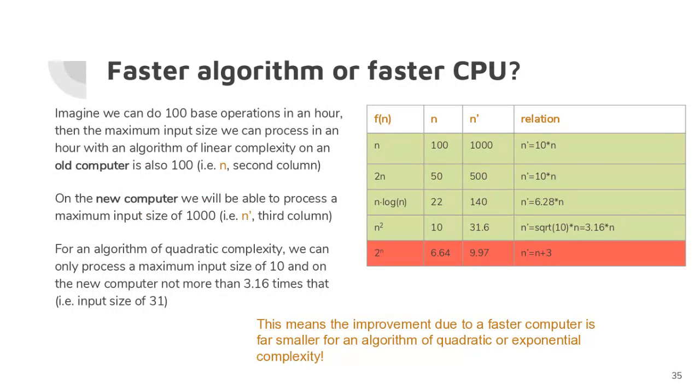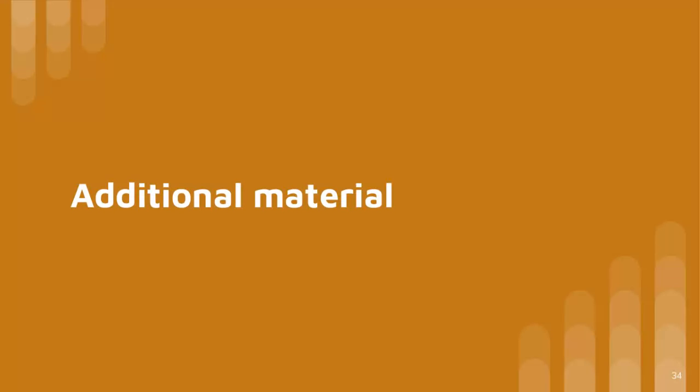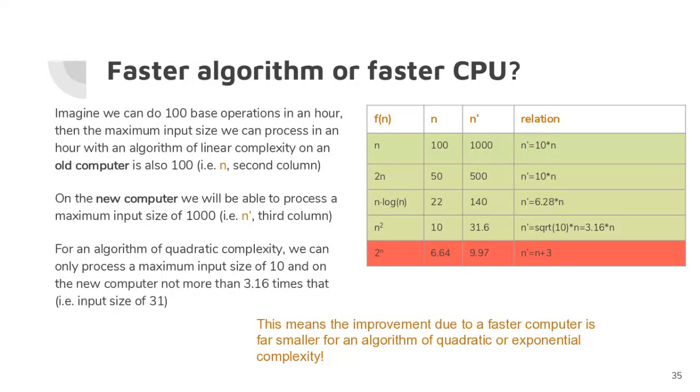Basically, the point I want to make here is that for algorithms which are quadratic or exponential, buying a faster computer doesn't really help. Even with a really fast computer, maybe your new computer is 10 times faster than your old computer, if you have an exponential problem, that won't help a lot. You will be able to process slightly bigger inputs, but not really get much progress there.